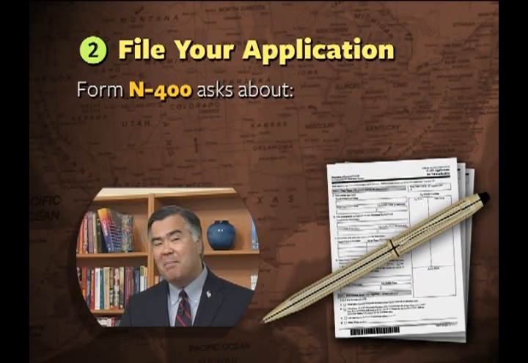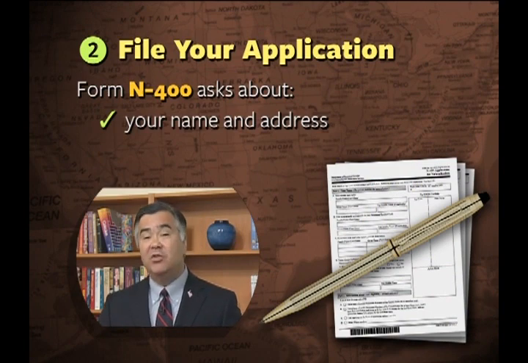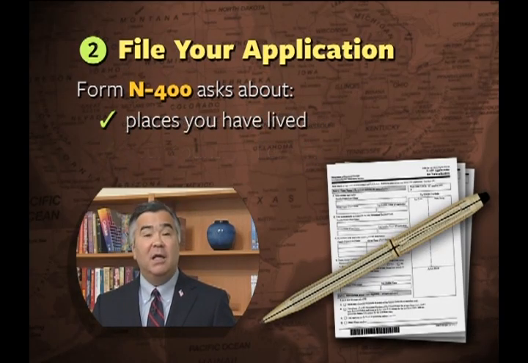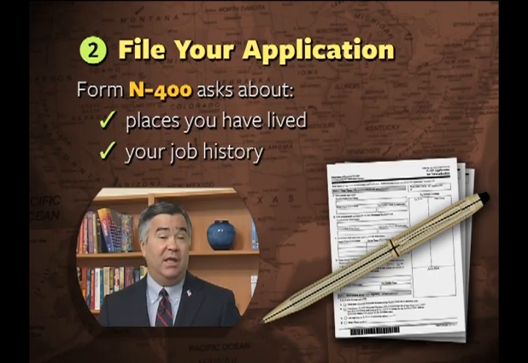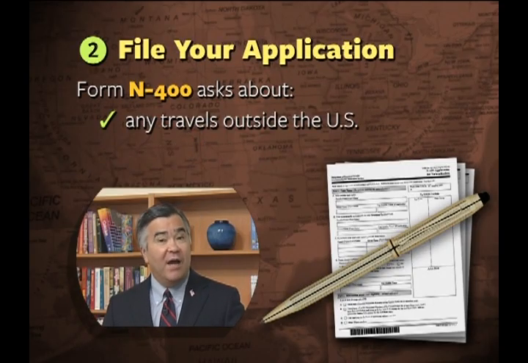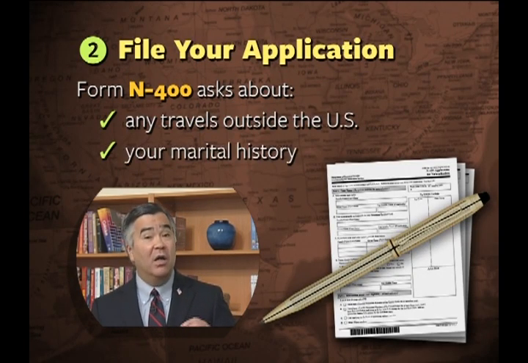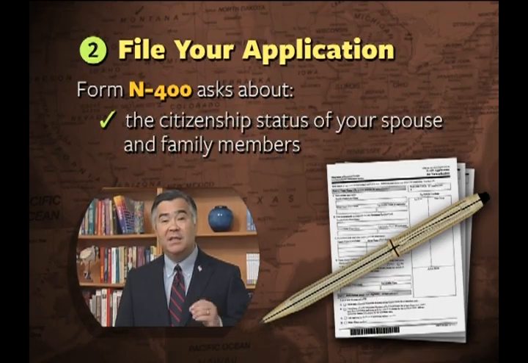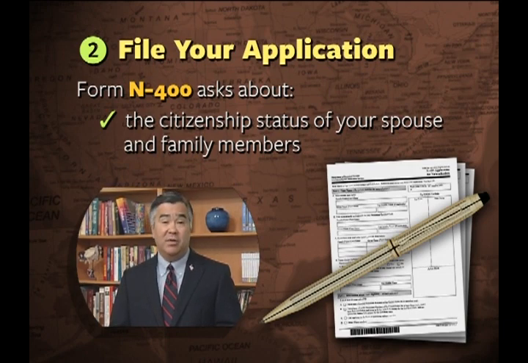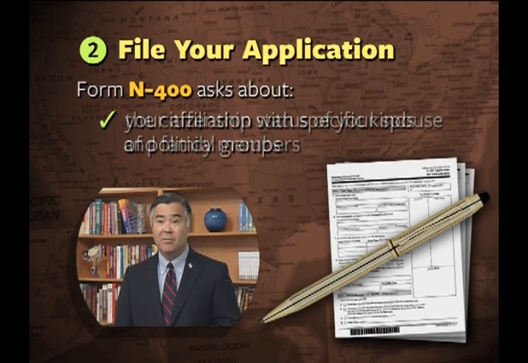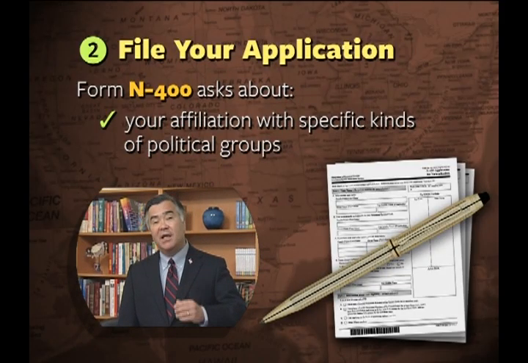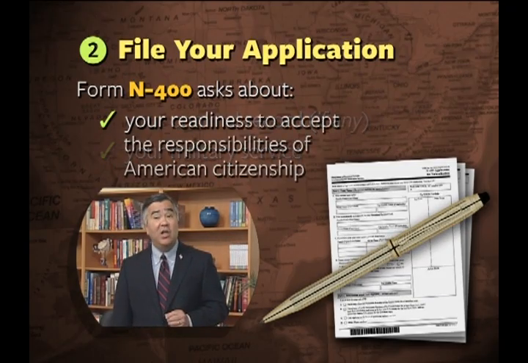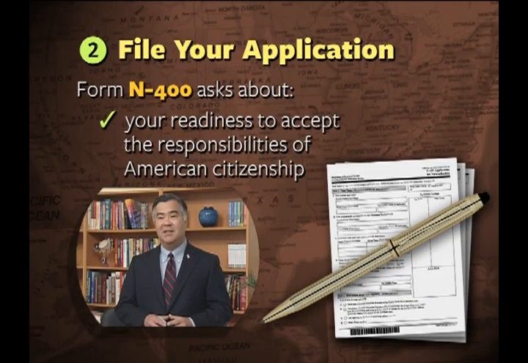The form includes questions about many topics, including the following: your name and address, that is, where you live; your country of origin, that is, the country you come from; places you have lived; your job history, that is, the places where you have worked; any travels you have taken outside the United States; your marital history, in other words, your marriage or marriages, or divorces, if any; the citizenship status of your spouse and your family members, that is, what countries they are citizens of; your affiliation or membership with specific kinds of political groups; your criminal record, if any; your military service; and your readiness to accept the responsibilities of American citizenship.